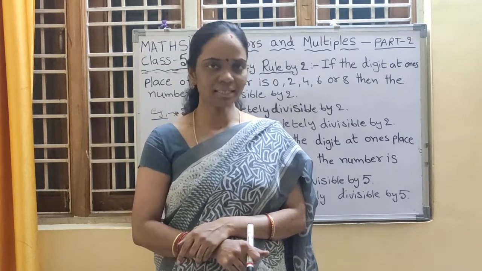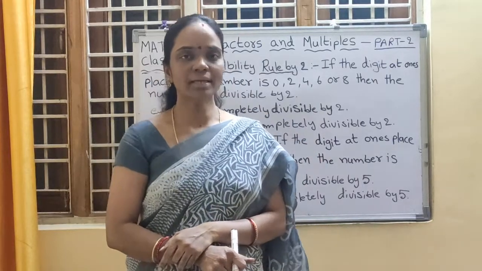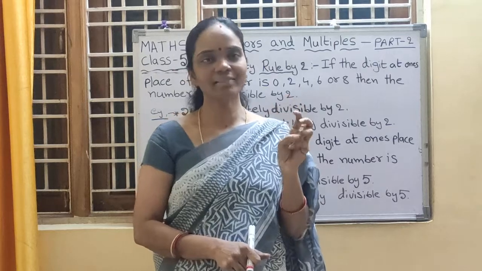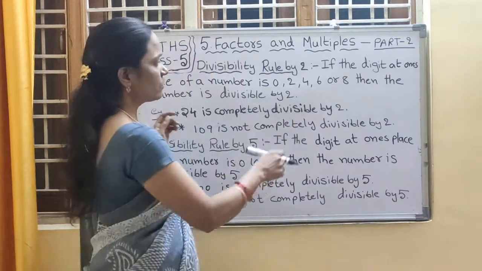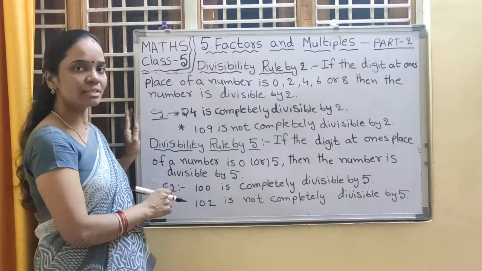So, in this class, we will learn about divisibility rule by 3, divisibility rule by 6, and divisibility rule by 9. Okay, children? Now, first I want to have a small recap on divisibility rule by 2 and divisibility rule by 5 and divisibility rule by 10. Now look at the board, children. What is a divisibility rule by 2? What is the definition?